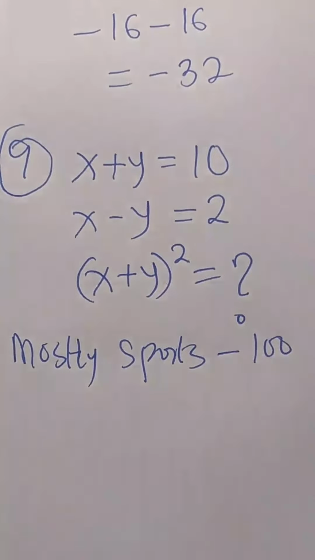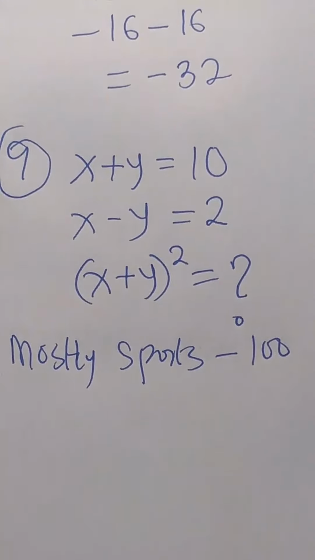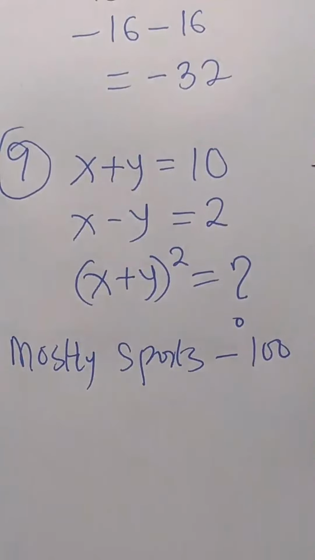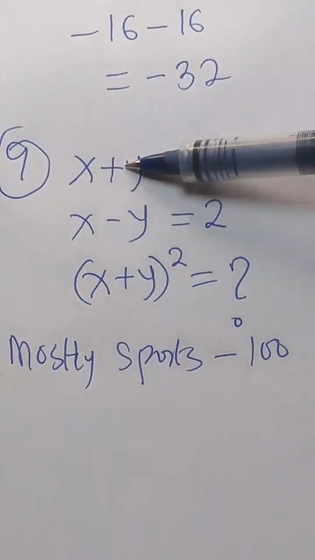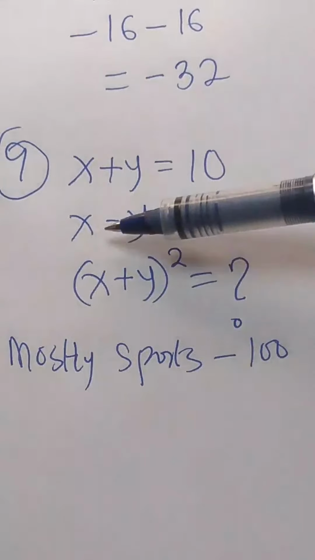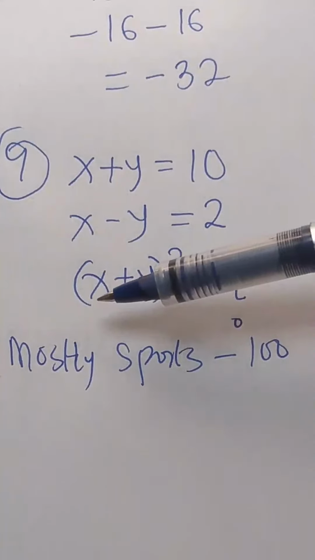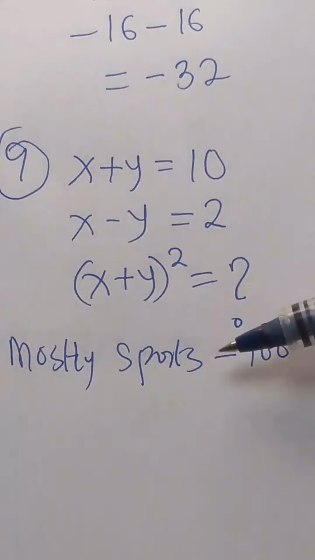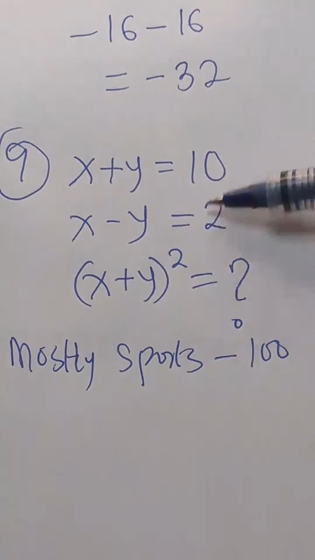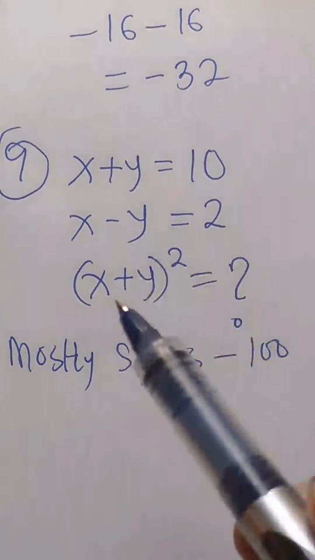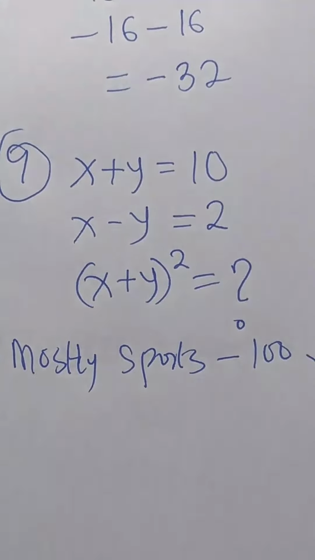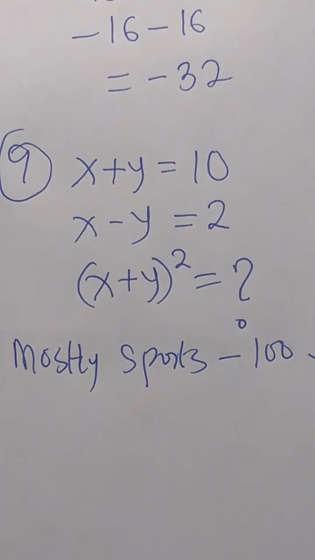Now, this question is very easy. It's something that you should solve very fast. We are told that x plus y is equal to 10 and x minus y is 2, and you are asked to solve (x plus y) squared. You're told that x plus y is 10, so it's just simply 10 squared. You don't even need to get a pen and start solving. 10 squared is 100. So Mostly Sports, you're correct.